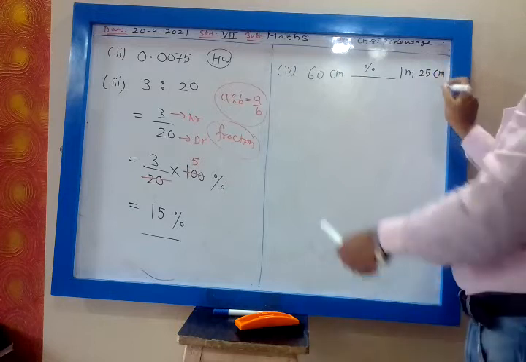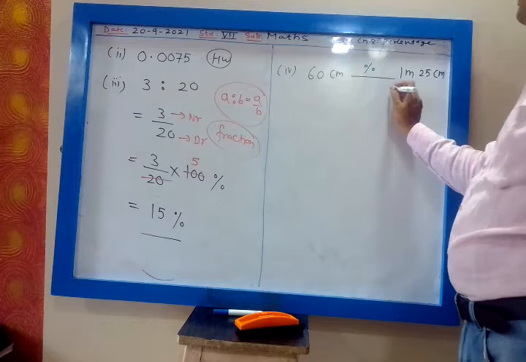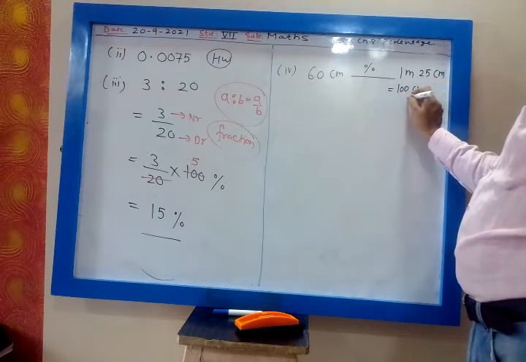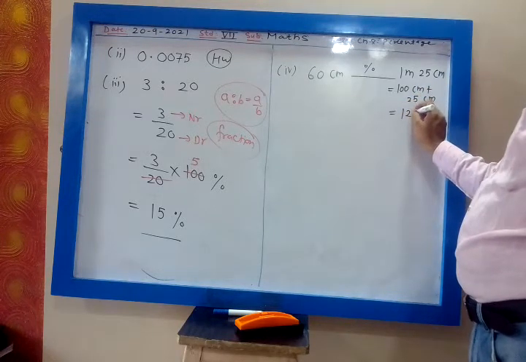So both should be the same unit. This is centimeter, so this also you convert into centimeter. 1 meter is equal to 100 centimeter. So 100 centimeter plus 25 centimeter. What is that? 125 centimeter.